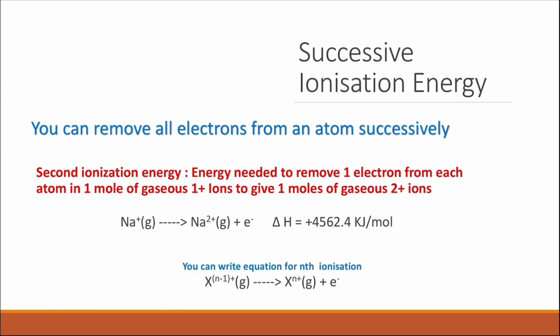So successive ionization energy, the second, third, or whatever. Remember when you write the equation, for example, the equation for the second ionization energy of sodium, we start with the sodium ion. We don't start with the sodium metal. Again, we put it in the gaseous state, and that will give us sodium 2 plus, also as gas, and the electron.